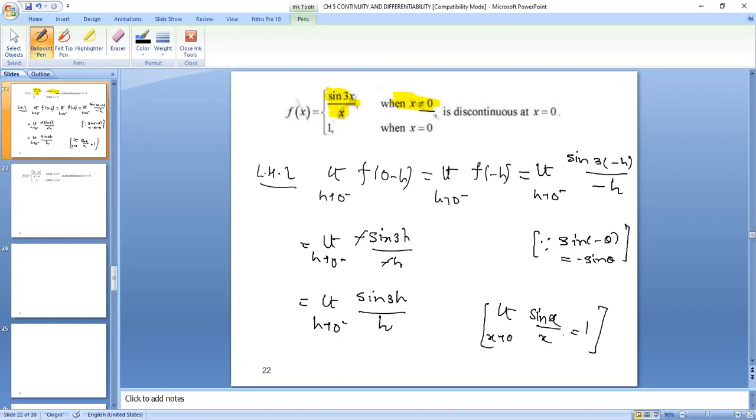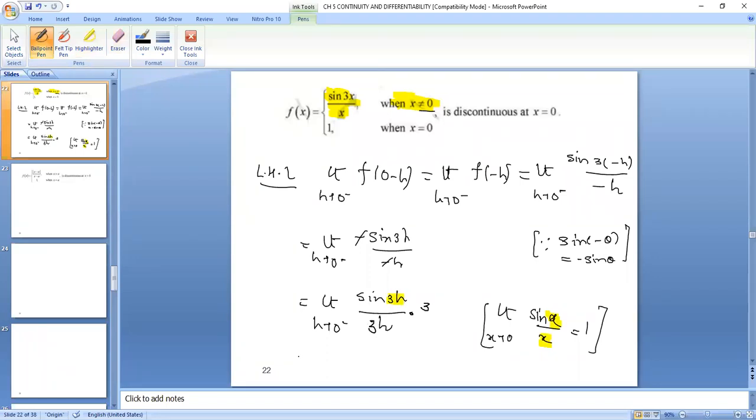Have you done this formula anywhere? Yes, ma'am. Okay, so in 11th. So limit x is tending to 0, sine x upon x is equal to 1, means whatever the angle x is, it should be in the denominator. Now here the angle is 3h. So in the denominator, we will make 3. So we will divide with 3 and we will multiply with 3.